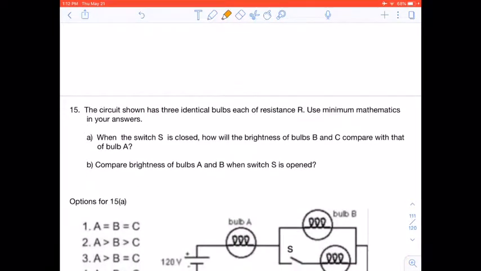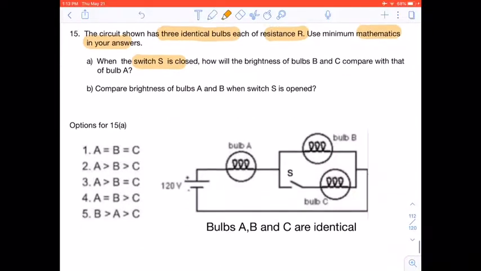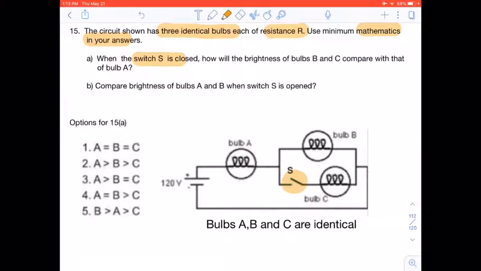Here we have a circuit, and it has three identical bulbs. Each has a resistance of R, right? Each one having a resistance of R. We want to use minimum mathematics. Okay, so that means you just want to see your qualitative understanding of this, but we still have to use some mathematics. So when the switch S is closed, how will the brightness of bulb B and C compare with that of bulb A? So here that switch is closed, right? And we want to know how the brightness of the bulbs compare.